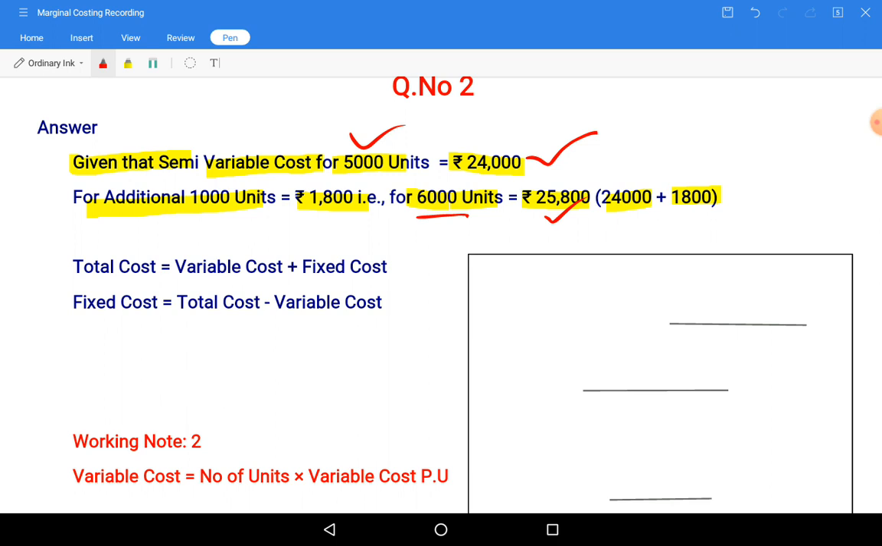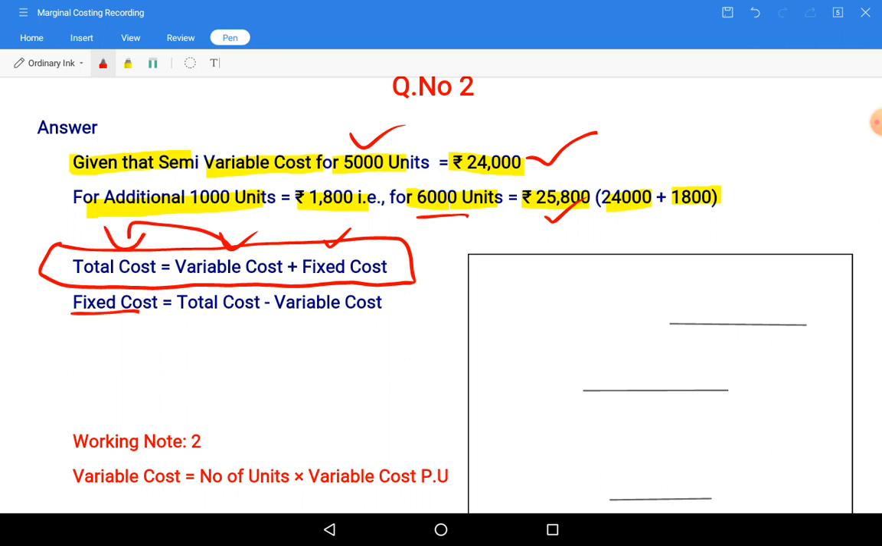Okay, what is the total cost formula? Total cost is equal to variable cost plus fixed cost. Now we want fixed cost, so we will send variable cost to the other side. So fixed cost is equal to total cost minus variable cost. Do we have variable cost? No, we don't have variable cost. Can we find out variable cost? Yes, we can. How to find out variable cost?